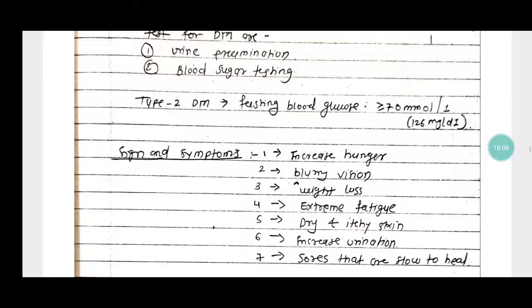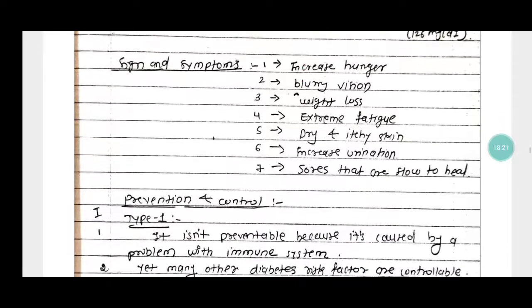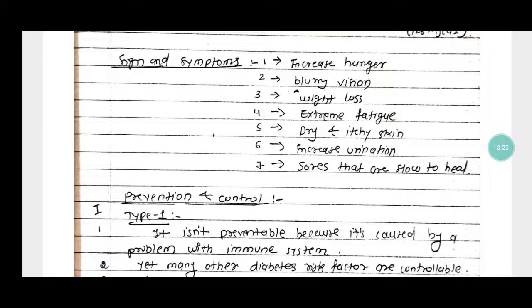For type 2 diabetes mellitus, the fasting blood glucose is greater than or equal to 126 mg/dL. The signs and symptoms of diabetes mellitus are increased hunger, blurry vision, weight loss, extreme fatigue, dry and itchy skin, increased urination, and sores that are slow to heal.